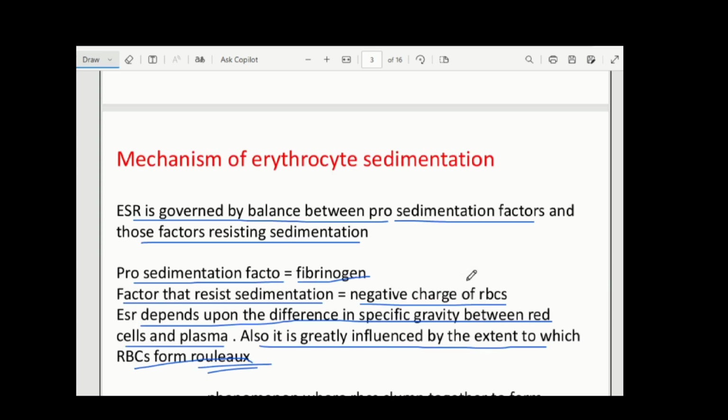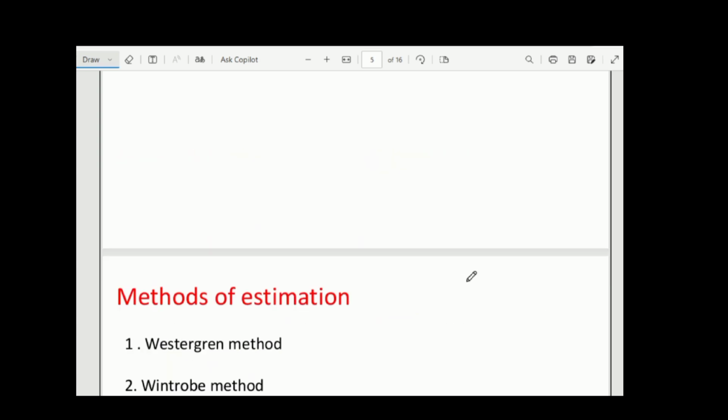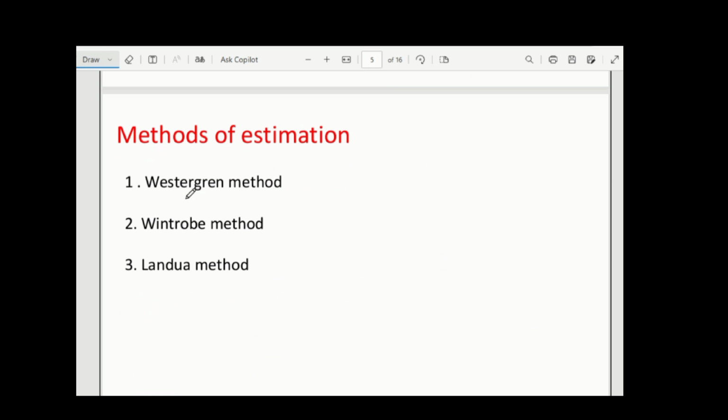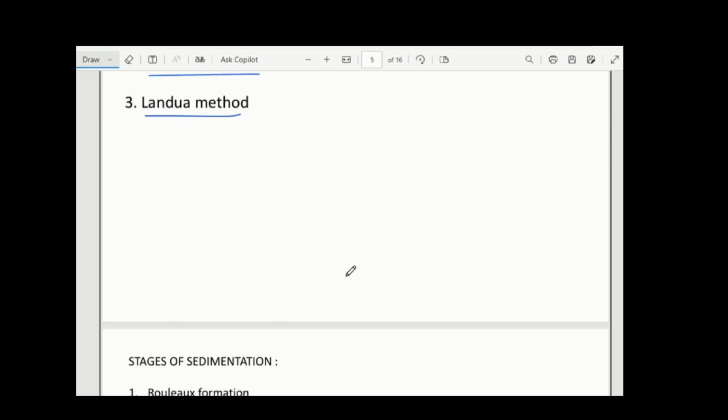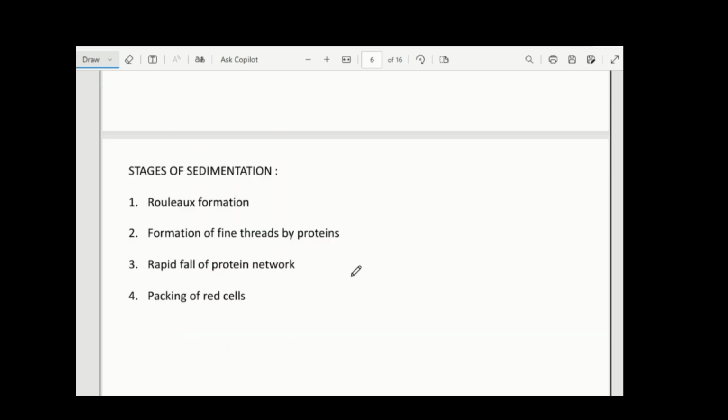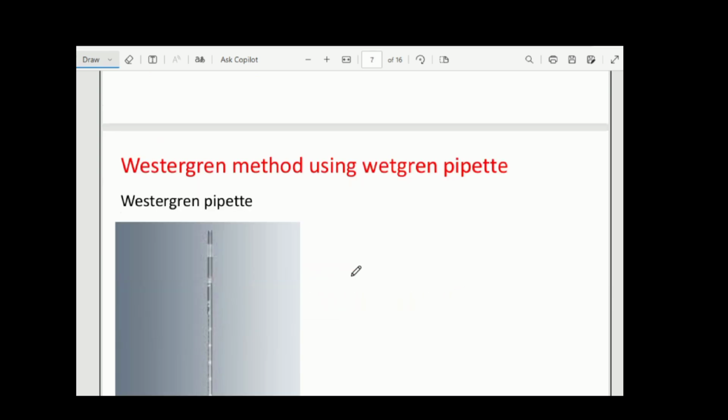Now come to the methods of estimation. There are three methods: Westergren method, Wintrobe's method, and the Landau method. Westergren method and Wintrobe's method are used. The Landau method is not accurate; it was used in the past, but now it is not used. Westergren method is the widely used method, using the Westergren pipette.